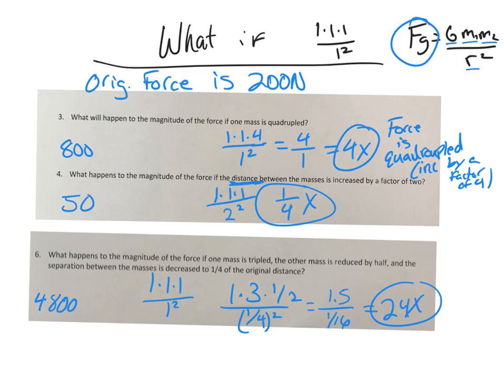Okay, so that would be the differences that you would see. So if you actually have a number for the original force, you just take that original force number and multiply it by the multiple that you've got here on your answer. Okay, so these are the what ifs.